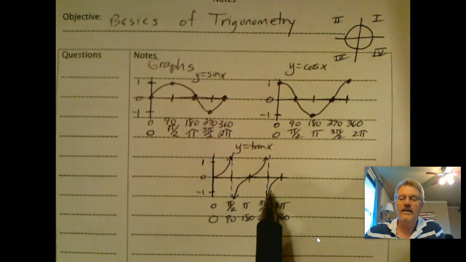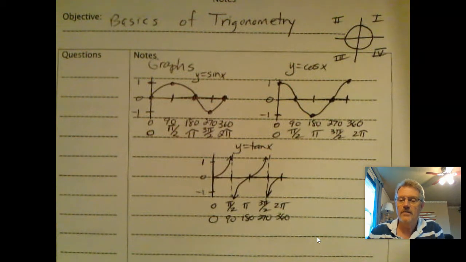The graph is below the x-axis, so tangent is negative. All right, so asking whether they're positive, whether they're negative, right? And another question that you could be asked is if the graph is increasing or decreasing.